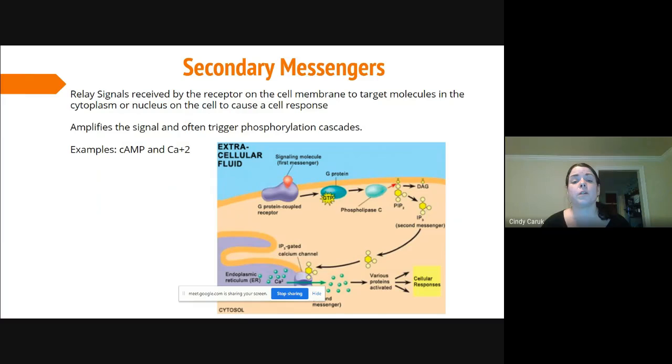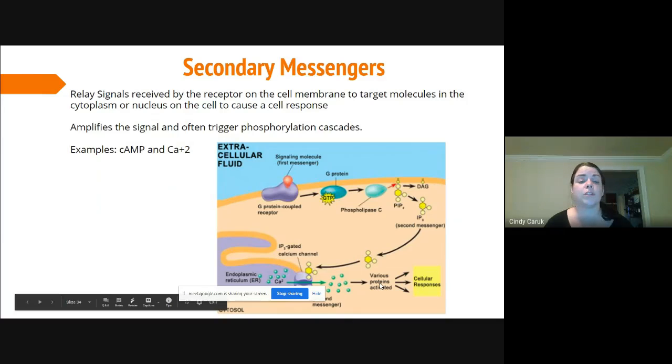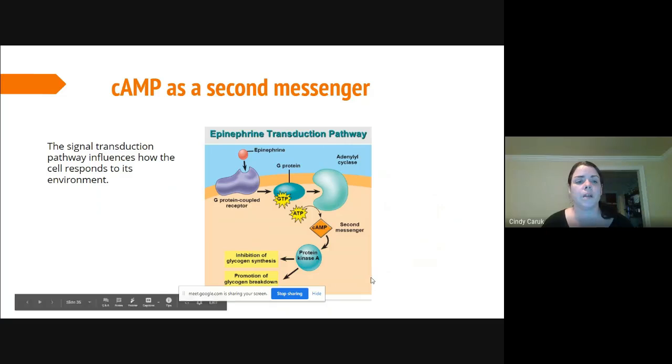It can trigger phosphorylation cascades. Two examples that we looked at were cAMP and calcium. Here you can see the calcium is being released from the endoplasmic reticulum. That's going to activate, in this case, a bunch of proteins, and you're going to have multiple cellular responses from a single messenger. So it really allows amplification and different responses to occur within the cell.